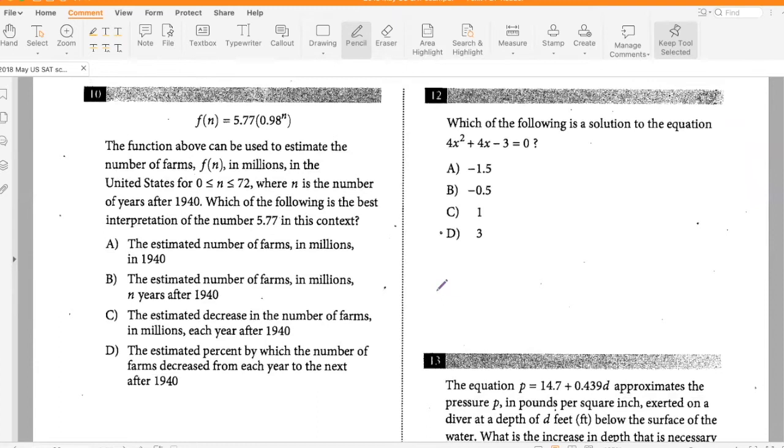The function above can be used to estimate the number of farms in millions in the US for 0 less than n less than 72, where n is the number of years after 1940. Which of the following is the best interpretation of the number 5.77 in this context? So this is an exponential function. So the exponential function is given by the initial value times the growth factor to the power of variable n. So this initial value is 5.77. Which means that that was the estimated number of farms in millions in the year 1940. So option A.